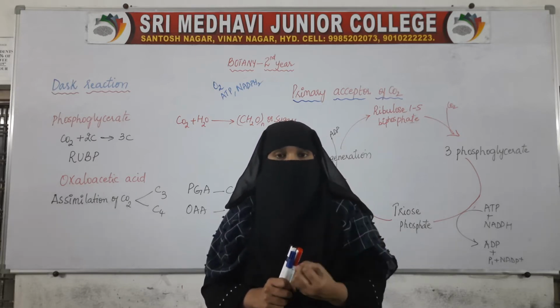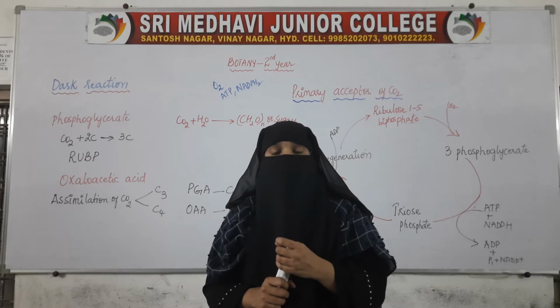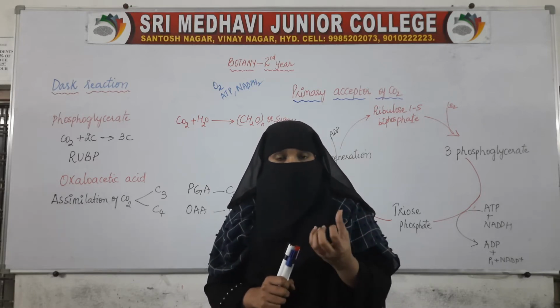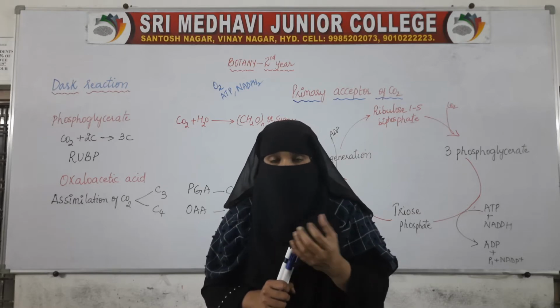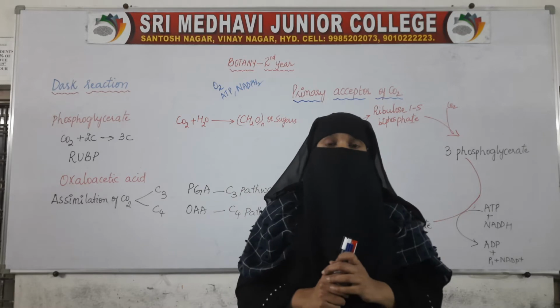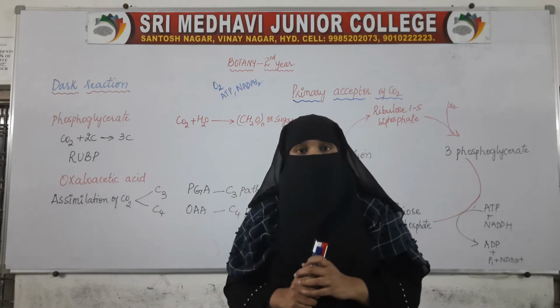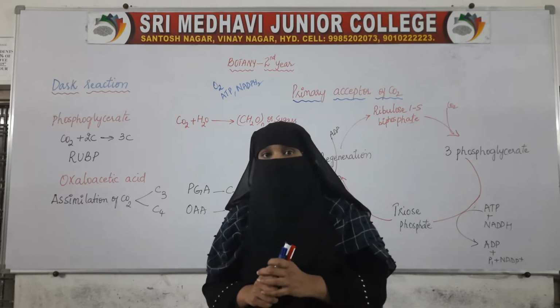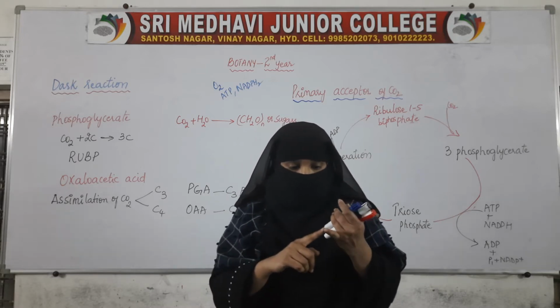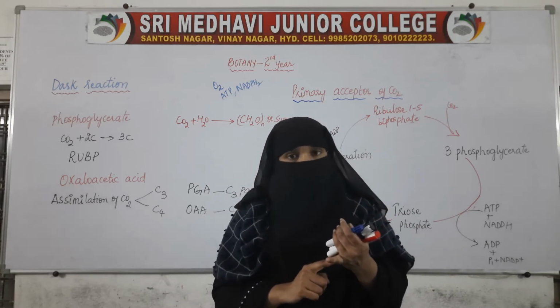And there is the pumping of protons, that is the movement of protons from the lumen into the stroma. Because of that, energy is generated, and with the help of that energy, ADP combines with inorganic phosphate and changes into ATP. We have seen all these events. At the end we have got oxygen, ATP and NADPH2.